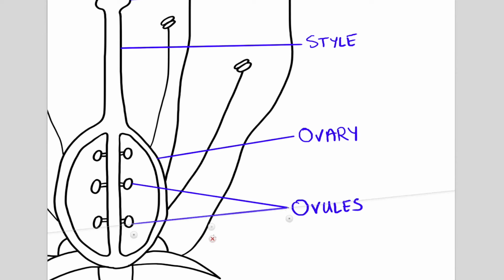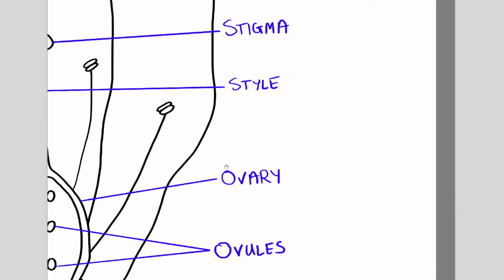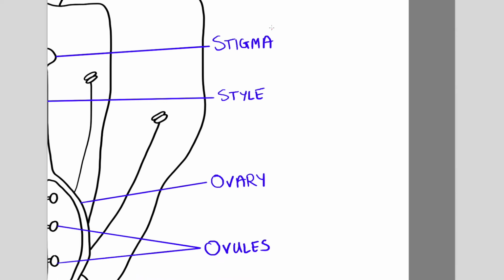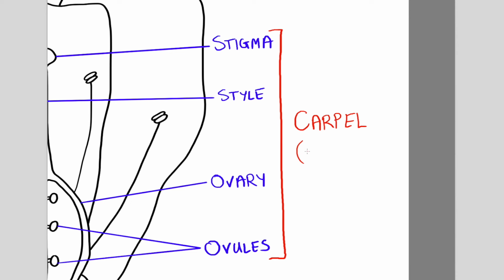Okay, good. Now, before I go on to labeling any more structures, it's worth highlighting that this part together, the whole female part of the flower, is called the carpel. And this is female.